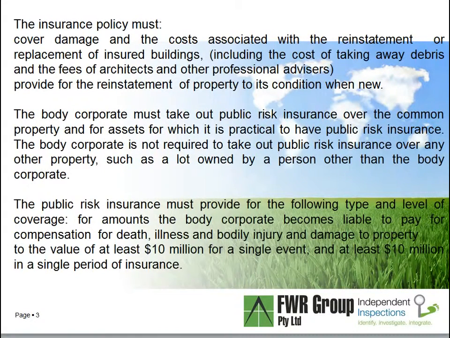So some of the items that we need to look at here for the insurance policy. The insurance policy must cover damage and costs associated with the reinstatement of the building. So that's removal of debris, professional fees, council fees. There's about 5 or 6 items that need to be covered in there, so we need to keep an eye on that. Also, the body corporate must take out public risk insurance over the common property for its assets to reduce its risk to the body corporate.